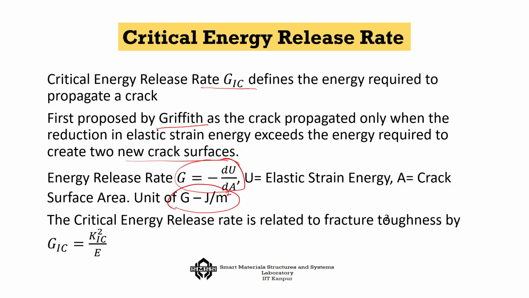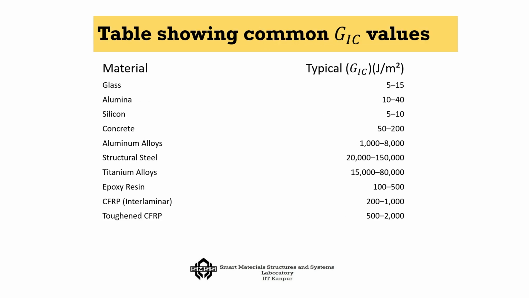Now, the critical energy release rate is related to fracture toughness. So, GIC is KIC square over E, which means that if you know KIC already and knowing the modulus of elasticity, you should be able to calculate the strain energy release rate or GIC. I will show you some of the common values of GICs. So, for glass, it is 5 to 15, and you look at some of the very high ones, structural steel, titanium alloys.